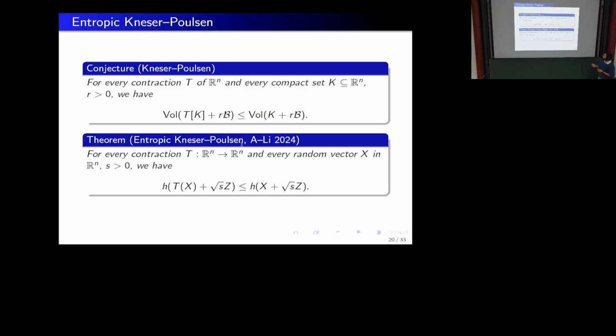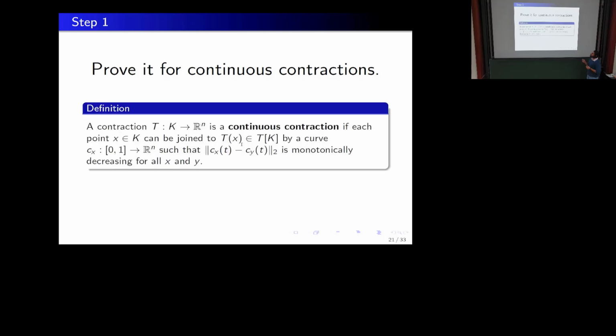Okay. So step 1 is to prove it for continuous contractions. Let me remind you the definition of a continuous contraction. A continuous contraction is a homotopy. So T is a contraction. I will call T a continuous contraction if you can build a homotopy from the identity to T such that all pairwise distances reduce along this homotopy. Is this clear? Because this is the most important thing.